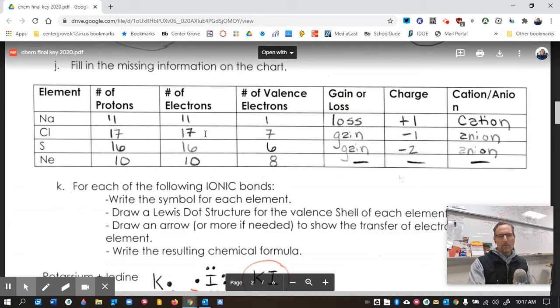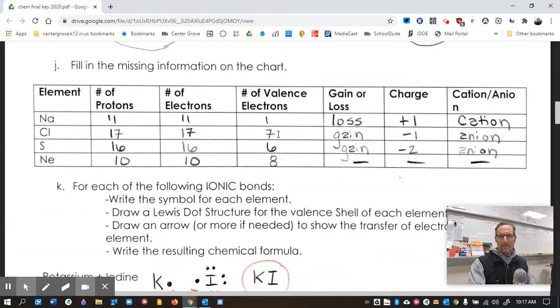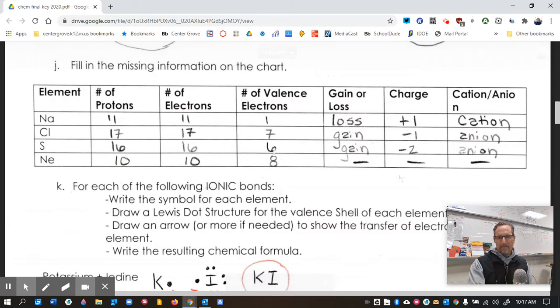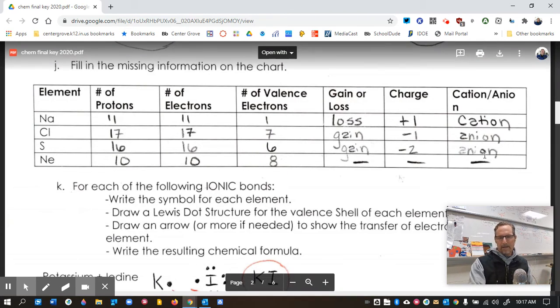If I look, say, at chlorine, chlorine is in group 7, so it's going to have 7 valence electrons, so it's easier to gain 1 electron. And when it gains a negatively charged electron, it forms a negative ion, which we call an anion. And then, with 6 valence electrons, it's going to gain 2, so it's going to form a -2 anion.